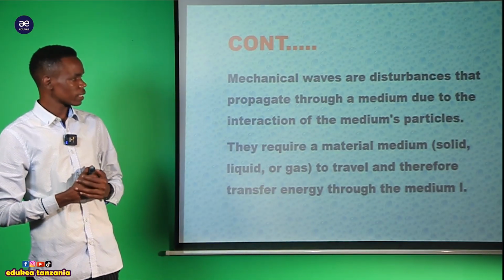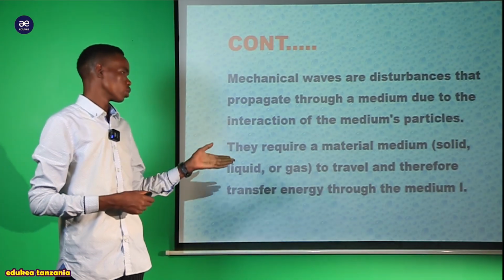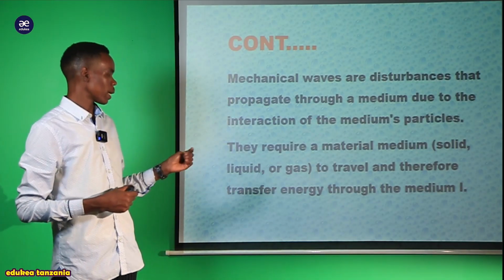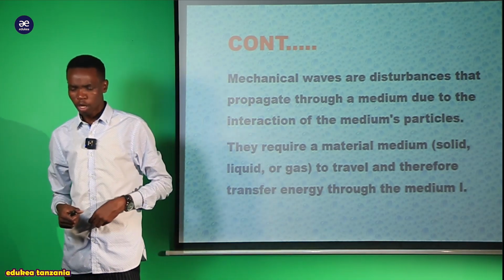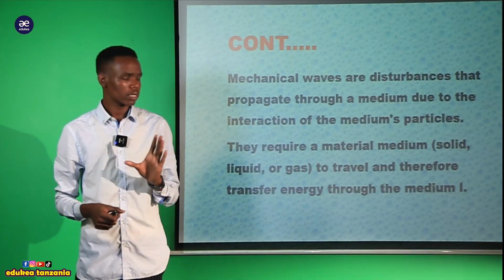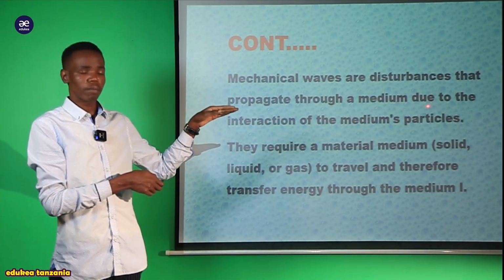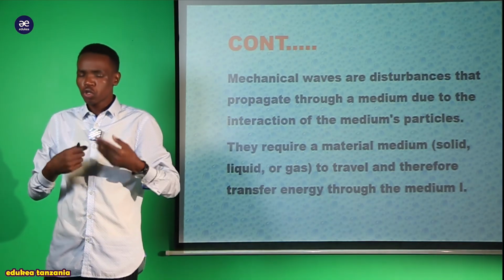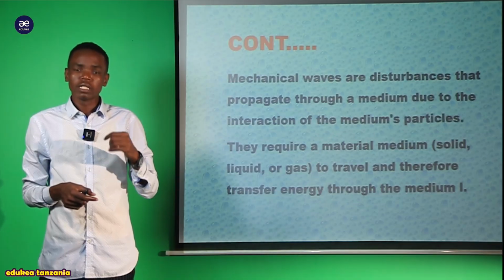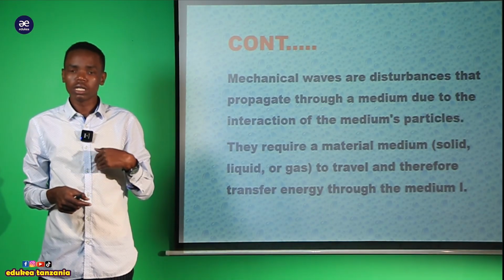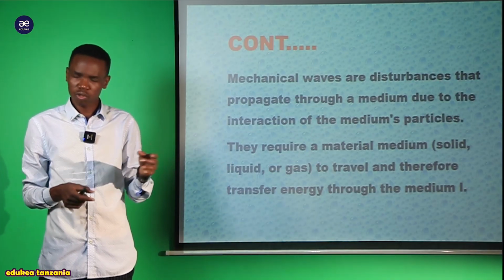Mechanical waves are a disturbance that propagates through a medium due to the interaction of the medium particles. When we talk about mechanical waves, we are told that these are disturbances that propagate through the medium. They propagate due to the presence of mediums such as air, water, sound waves, and also crystalline solids, and the stretching of the solid.